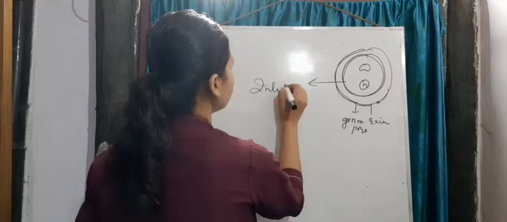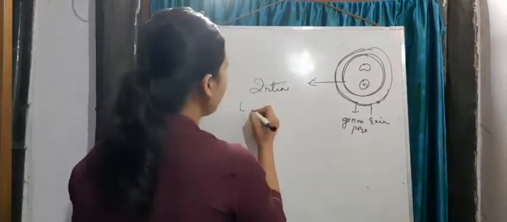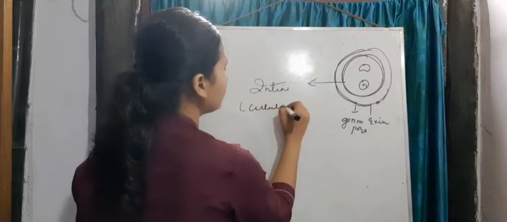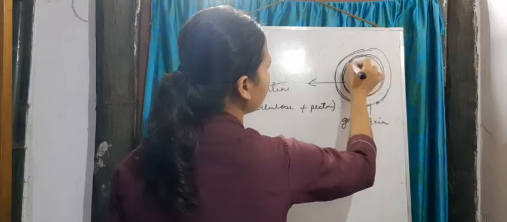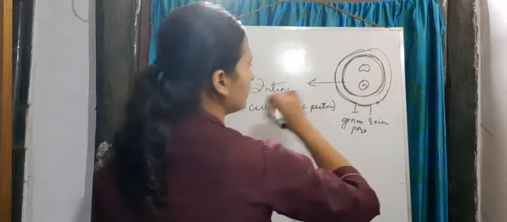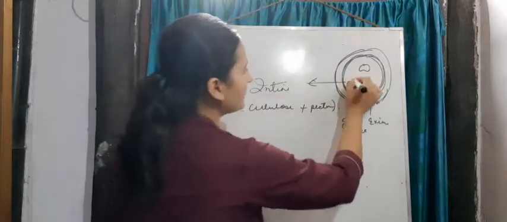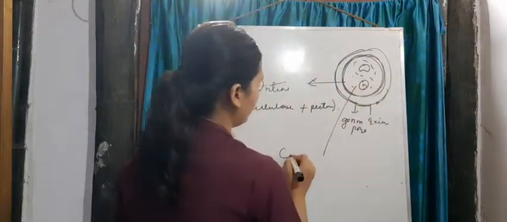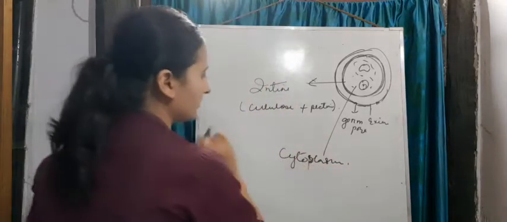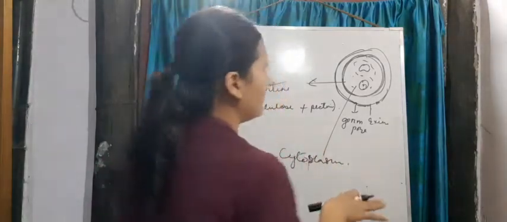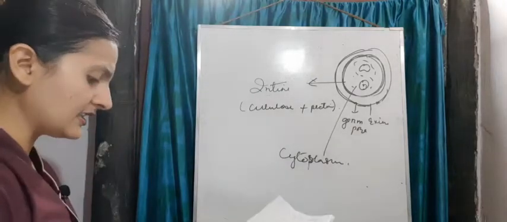The next is intine. Intine is a very soft layer, it is not that hard. It is made up of cellulose plus pectin. It is the innermost layer. So this is all for intine. Then inside there is a cytoplasm, and the cytoplasm is surrounded by a plasma membrane as well. I hope that this is clear to you.